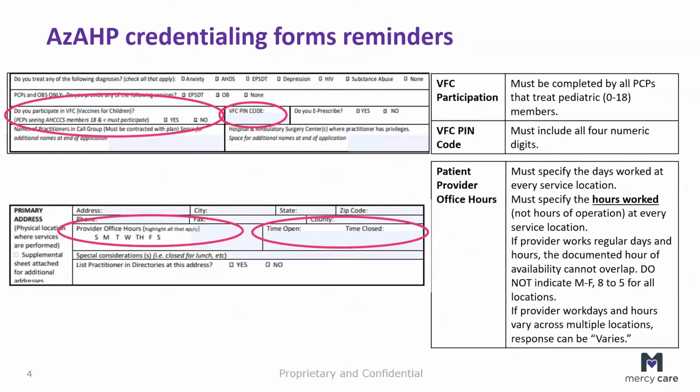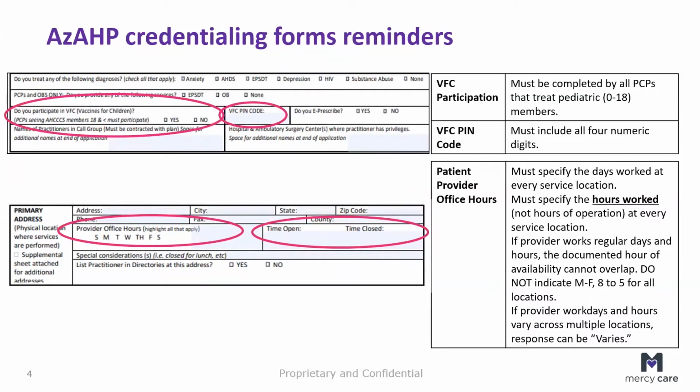Next field that we want to call your attention to is whether or not you participate in VFC, Vaccines for Children. Vaccines for Children participation is required for all PCPs that treat pediatric children 0 to 18. We'll also need the VFC PIN code, and it must include all 4 numeric digits.